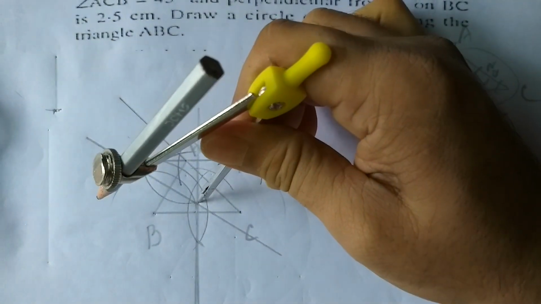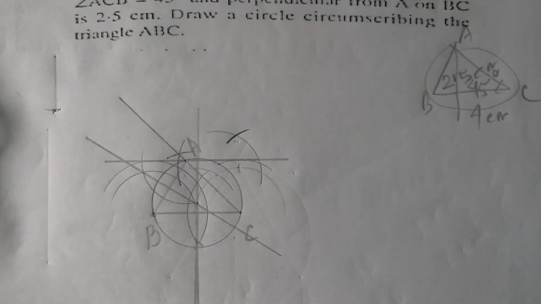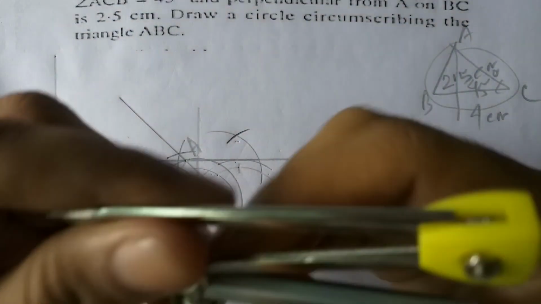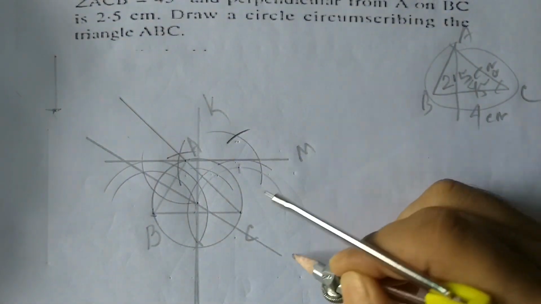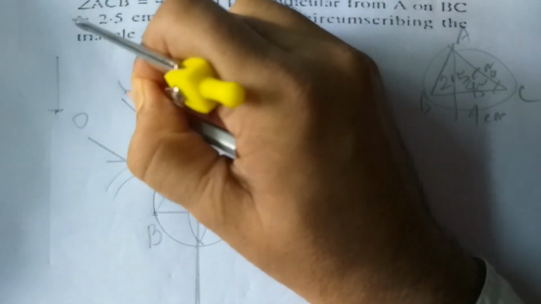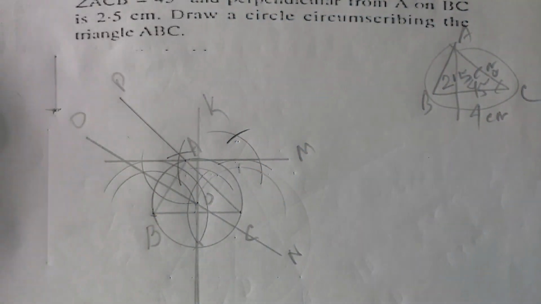So put your compass here and pencil up to B or up to A or up to C. Then draw the circle. Then it will be the circumscribing circle or circumcircle. So that the sum is done. You can give names here everywhere, K L M N O P, and the center is O. That's all for this sum.